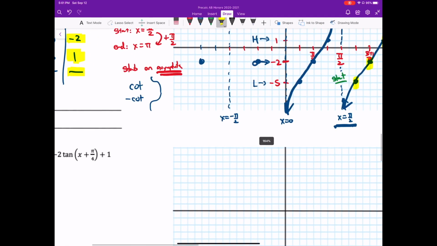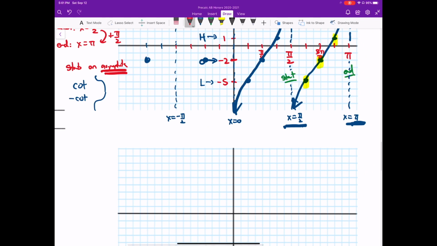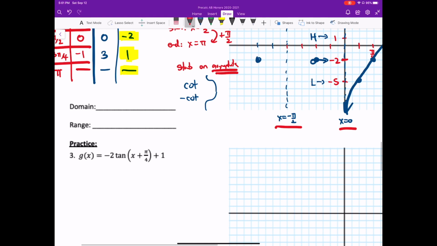Domain, what's the domain of this function? Well, let's look at all the vertical asymptotes. We have -pi over 2, 0, pi over 2, pi. So let's just start writing those. X cannot equal -pi over 2, 0, pi over 2. And you notice that it's increasing every pi over 2 units. So we're going to make up a formula, pi over 2 plus n times pi over 2. Actually, you could just say n times pi over 2.